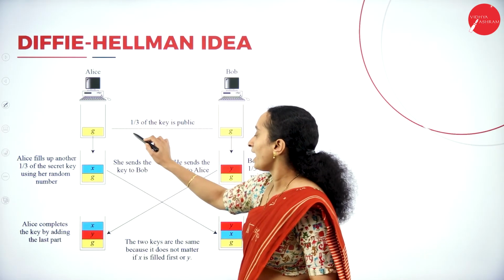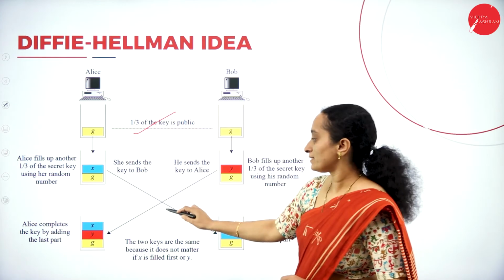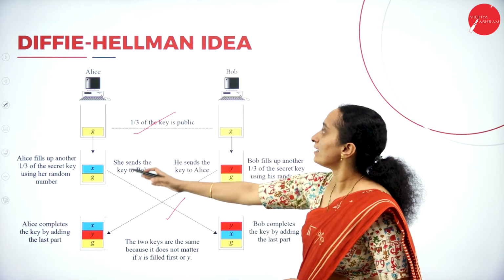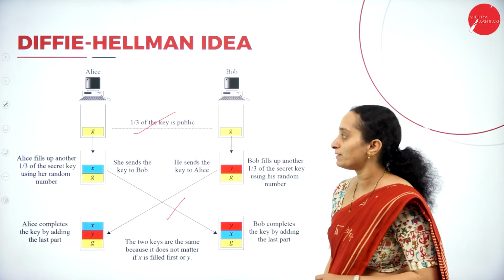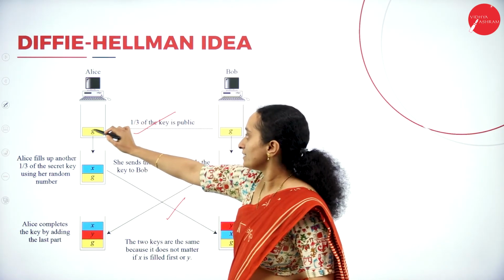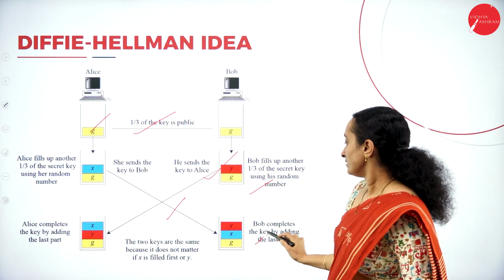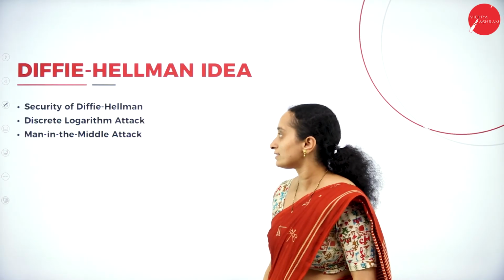Here we have the representation of how the Diffie-Hellman idea is implemented between the sender and the receiver. So here we have the methodology.